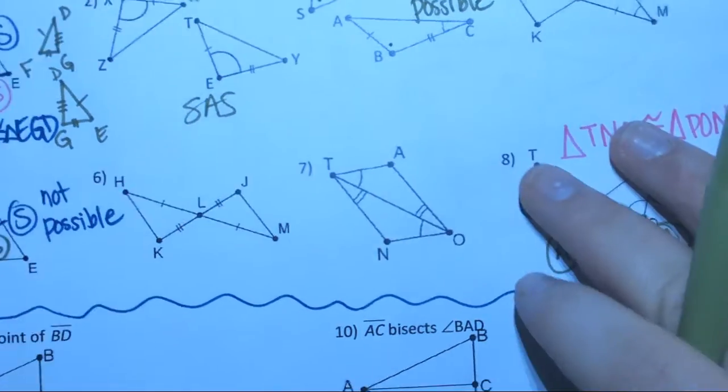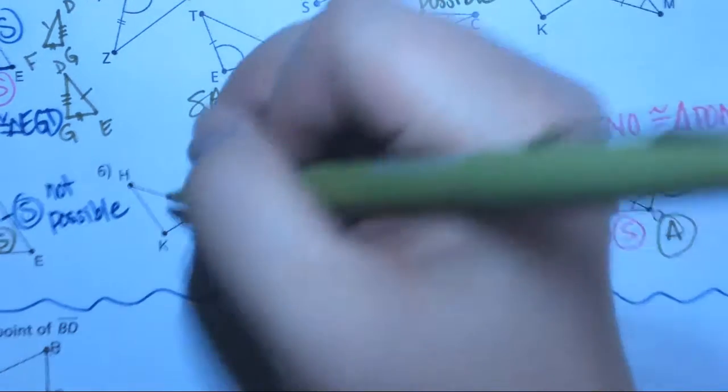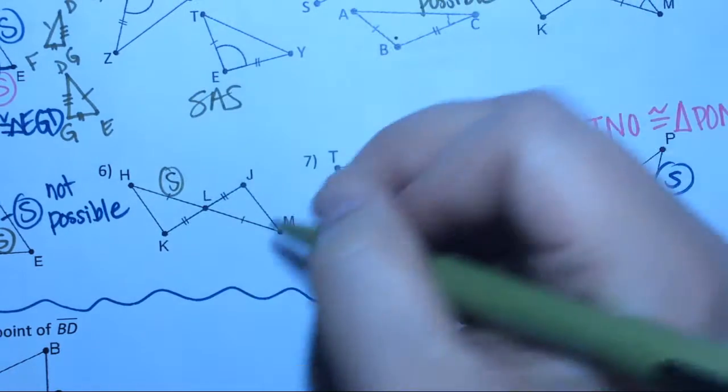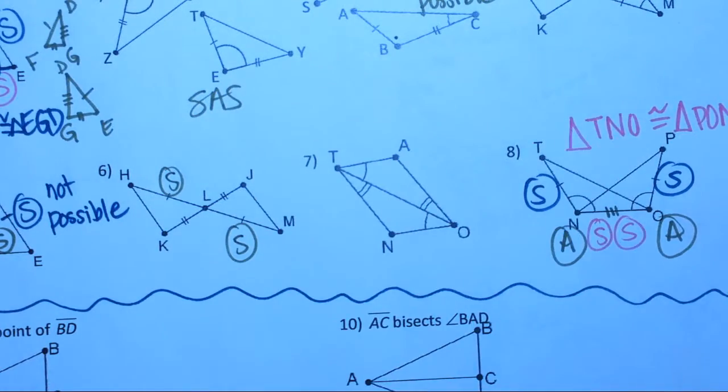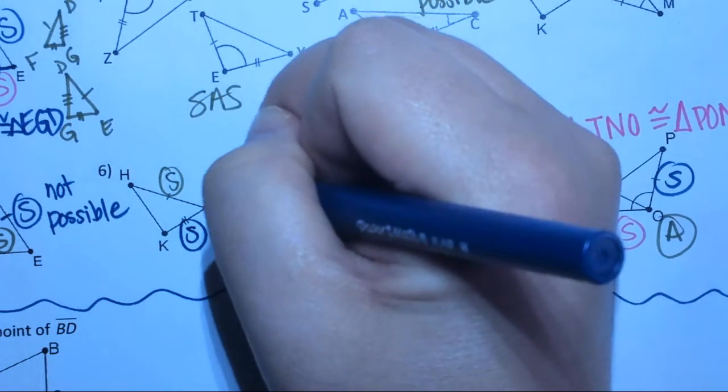What if I told you it was number 6? Well, I mean, it has the 2 S's. It has an S with HL. It has an S with ML. It has an S with KL. It has an S with LJ.